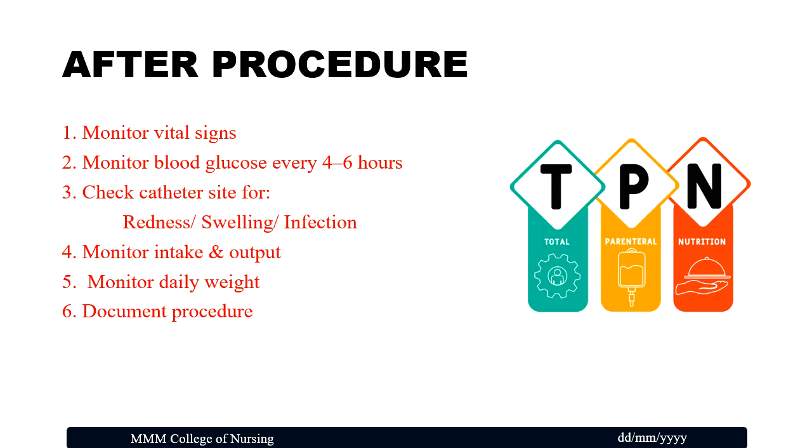After the procedure, what are we supposed to do? Monitor the vital signs. Monitor blood glucose level every 4 to 6 hours. Check the catheter site for redness, swelling, or any infection. Monitor intake and output chart. Monitor daily weight. Document the procedure.